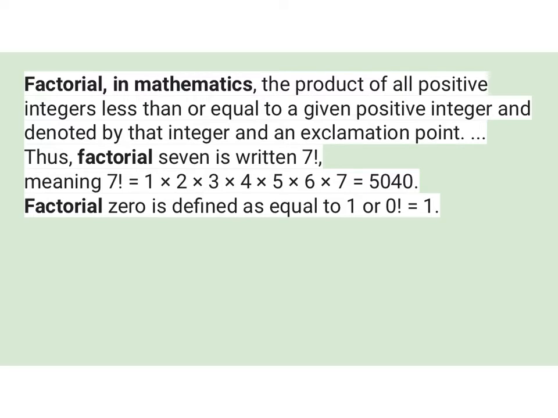One other thing that's a little bit weird about this is that if you have factorial 0, it's equal to 1. That's just a definition. There's not really a mathematical reasoning for that. It really is just a definition of the factorial of 0.